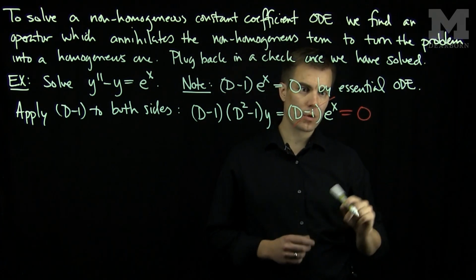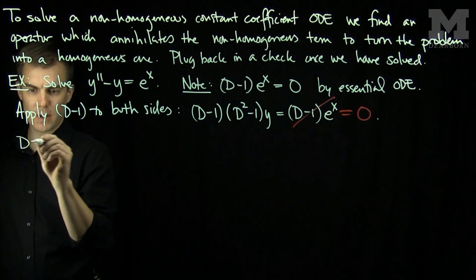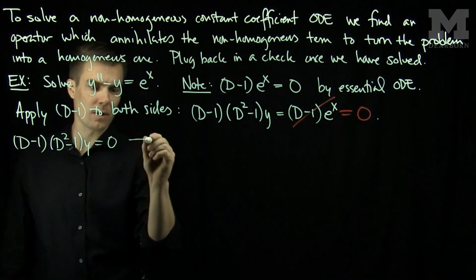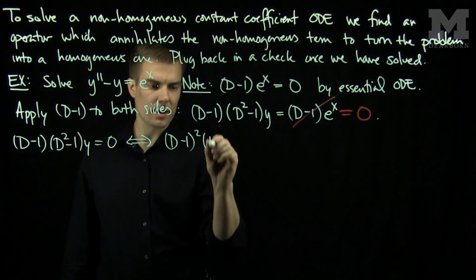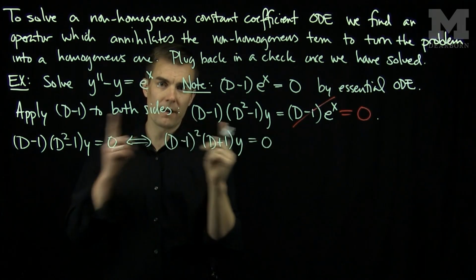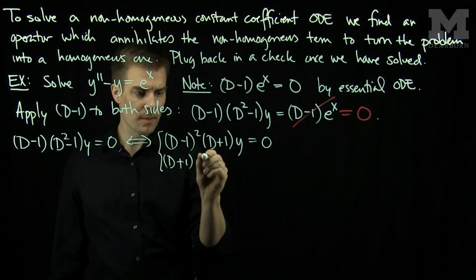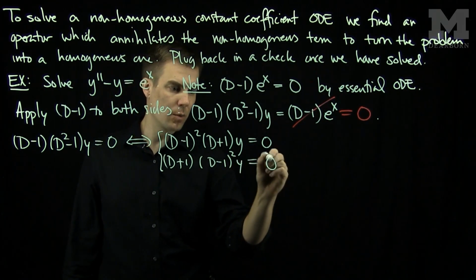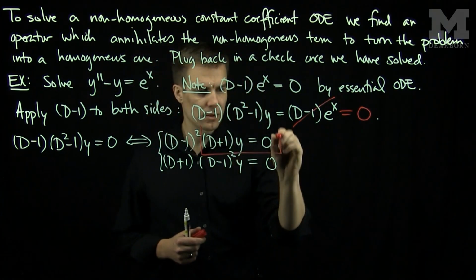into a homogeneous ODE. Now we can continue the factorization, so d minus 1 times d squared minus 1 y equals 0 is equivalent to d minus 1 squared d plus 1 y equals 0, or by flipping the order of these operators, equivalent to d plus 1 d minus 1 squared y equals 0. Now we focus in on the terms that we can solve.